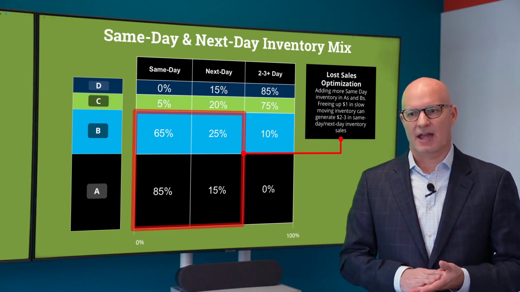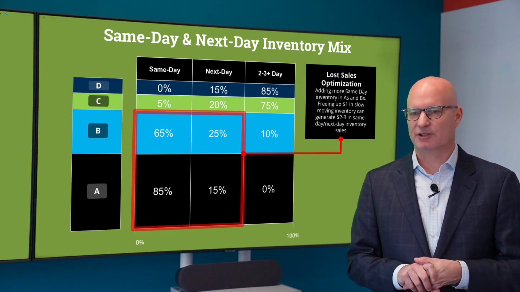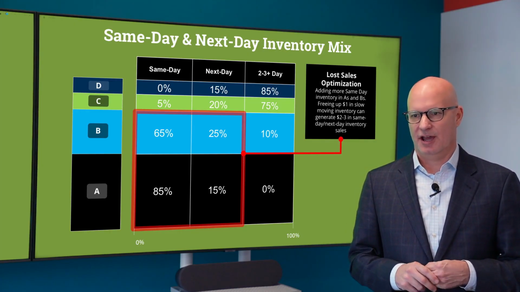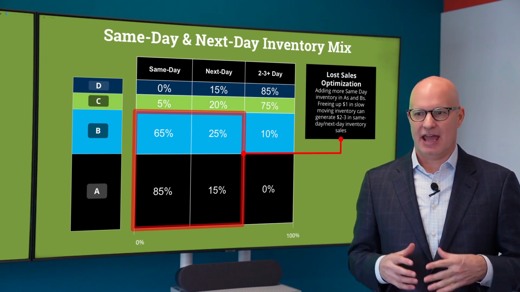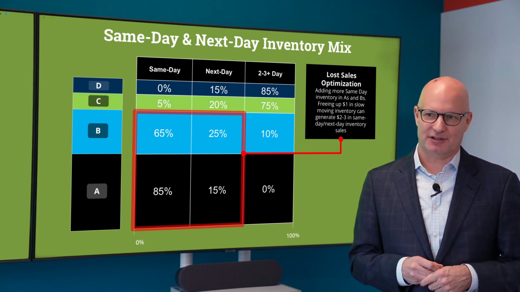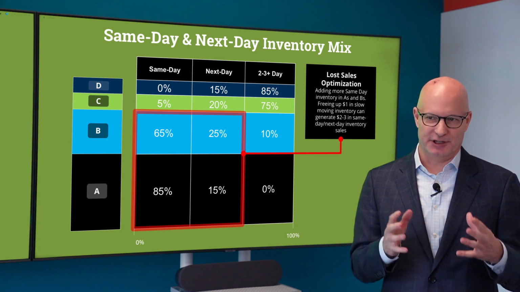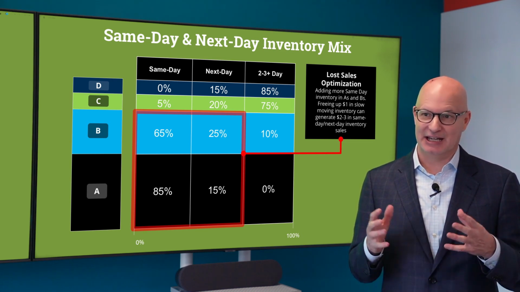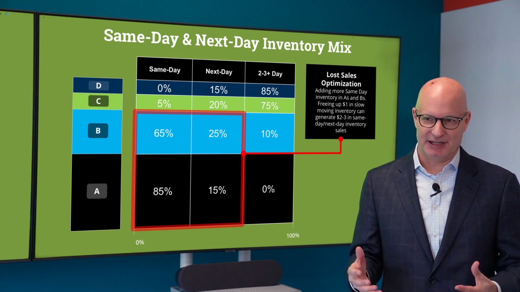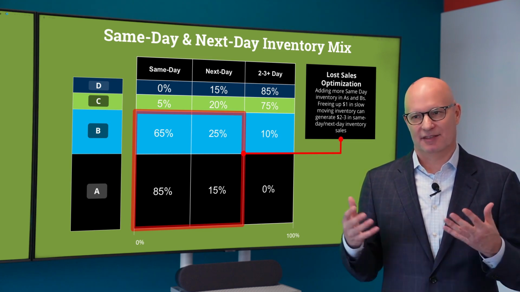So if you can build your depth of your A's and B's to improve your first time fill rate, it's the number one way to grow as a distributor. It's the number one way to grow as a manufacturer. Yeah, absolutely. Those A's and B's are critically important in today's market. It's fast paced out there, and customers do not have the patience to wait necessarily for you to get those A's and B's in stock because they need them today.